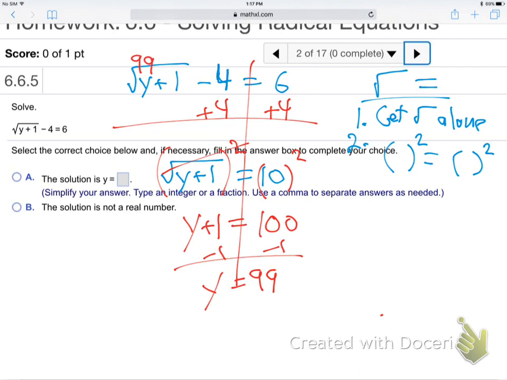If you put that 99 in the first thing up there, the square root of 99 plus 1 is 100, right? And what's the square root of 100? 10. Minus 4. Yeah, it works, doesn't it? See how 99 really works? So that's really the answer. Good? Easy enough? So far, so good?